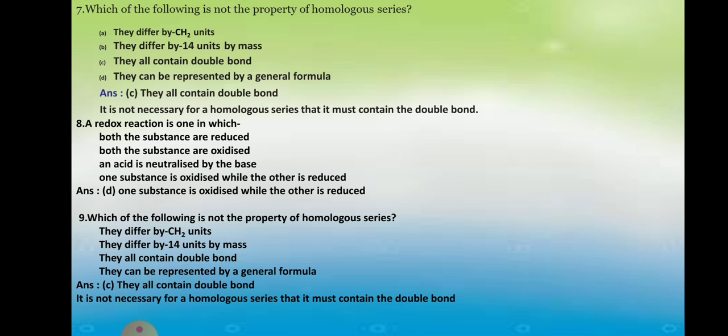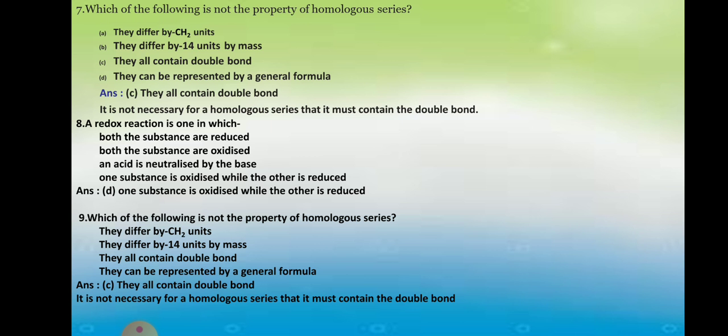A redox reaction is one in which both the substances are reduced. Here, redox means both oxidation and reduction take place simultaneously. Both are reduced, both are oxidized, acid is neutralized by base. These are all wrong. One substance will be oxidized, another one will be reduced. That is the correct option, D.